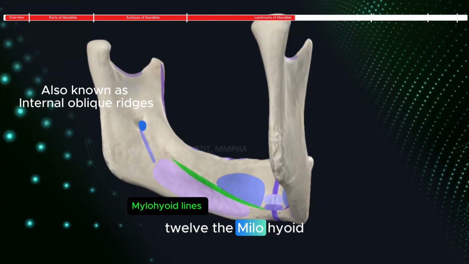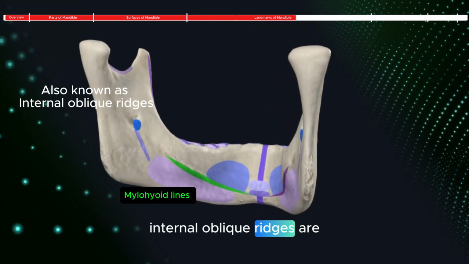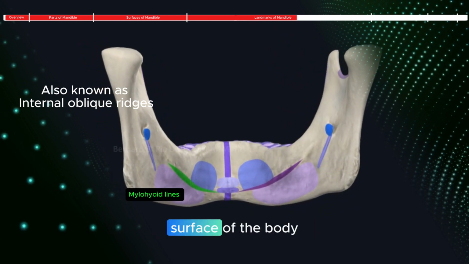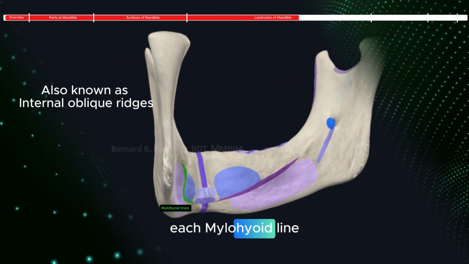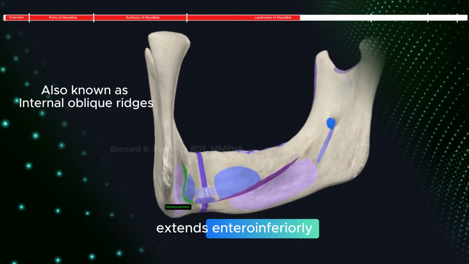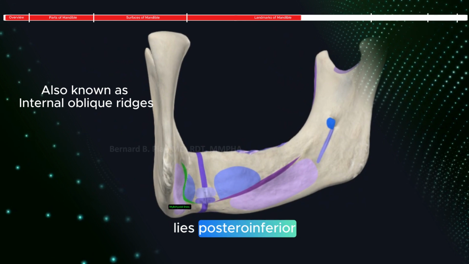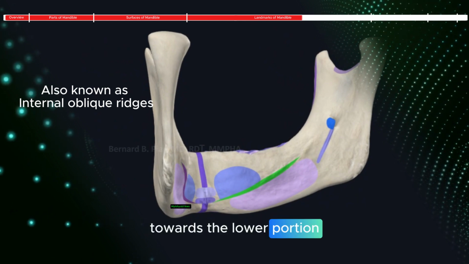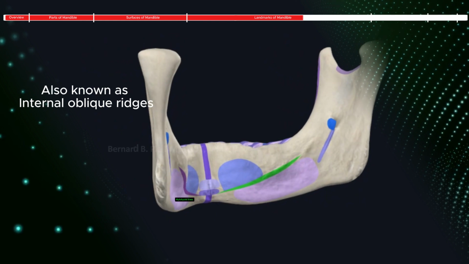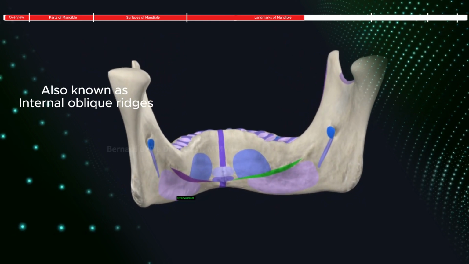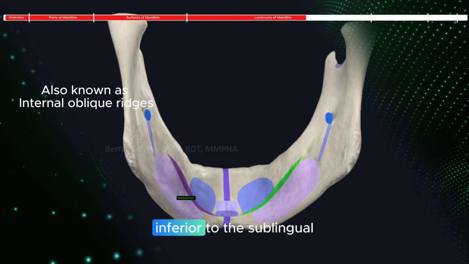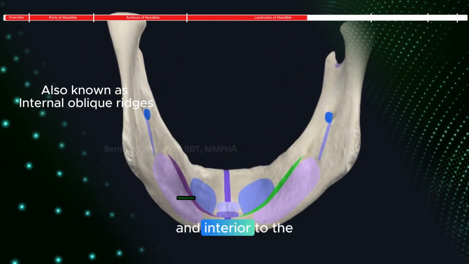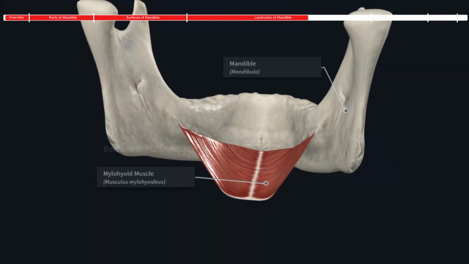12. The mylohyoid lines, or internal oblique ridges, are the two oblique ridges found along the internal surface of the body of the mandible. On its corresponding side, each mylohyoid line extends antero-inferiorly from the area that lies postero-inferior to the third molar tooth towards the lower portion of the mandibular symphysis, although its posterior end is more distinct than its anterior end. It is located superior to the submandibular fossa, inferior to the sublingual fossa, and anterior to the mylohyoid groove. Provides an origin site for the mylohyoid muscle.